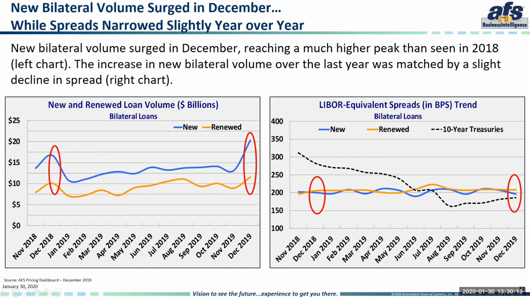Renewal volume was also higher in the retail trade and real estate sectors, and also in the finance and insurance sector. Moving to the chart on the right, we focus on the pricing of the most recent lending activity. The LIBOR equivalent spreads as of December for new loans of 196 basis points is slightly lower than December 2018, down only 4 basis points. Industries contributing to these lower spreads are accommodation and food services, finance and insurance, and retail trade. The spread for renewed loans as of December is up a modest 3 basis points to 208 basis points. Here we saw higher spreads in the wholesale trade and healthcare sectors.